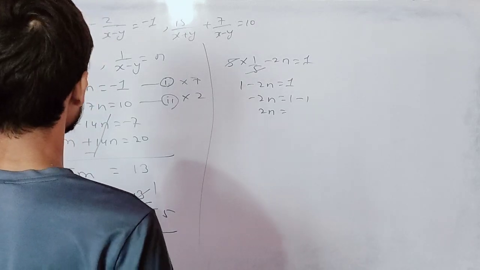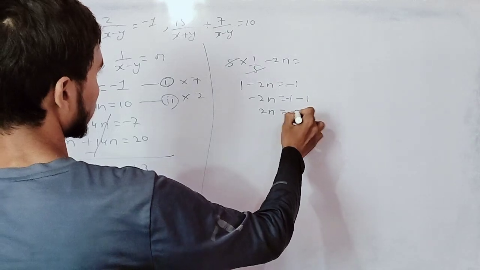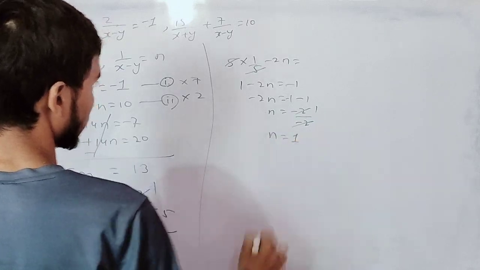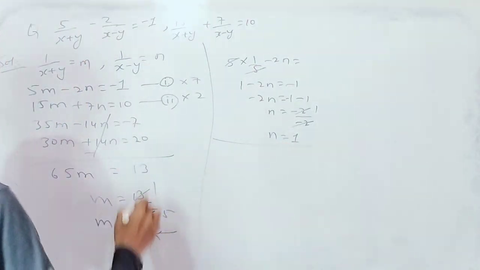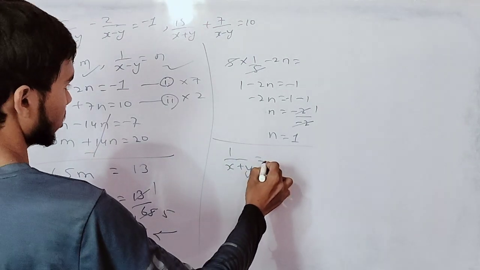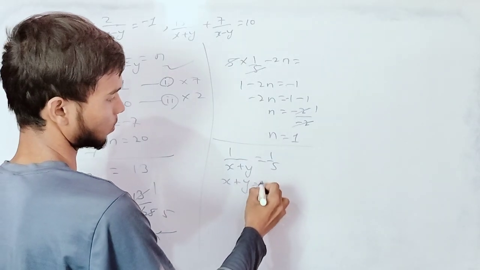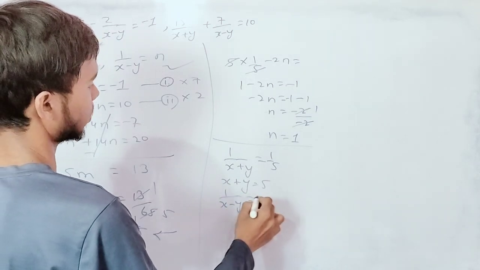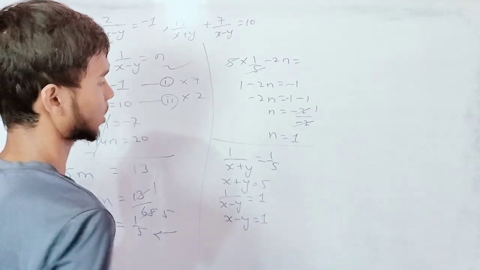Hold on, what is happening? This is minus 1, this is minus 1, so minus 2 upon minus 2 is 1. N came as 1. Now we will substitute this value: 1 upon x plus y is equal to 1 upon 5. So here you can say this is 5, and next 1 upon x minus y is equal to how much? 1. So here you got x minus y is equal to 1.